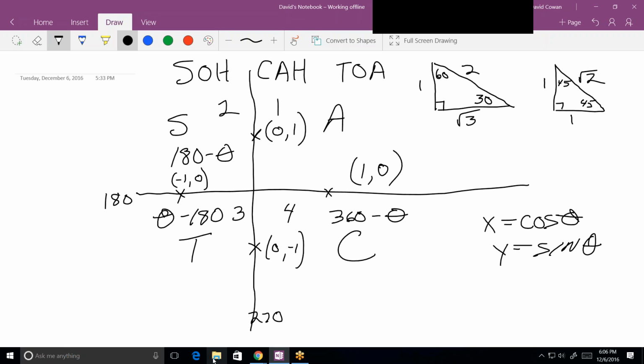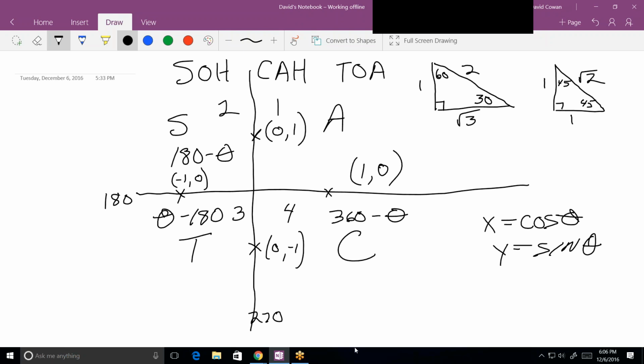Well, SOHCAHTOA is 3 things, right? This 30-60 triangle is 3 things. The side opposite the 30 is 1, the side opposite the 60 is √3, and the hypotenuse is 2. You need to memorize those 3 numbers and where they go on that triangle.